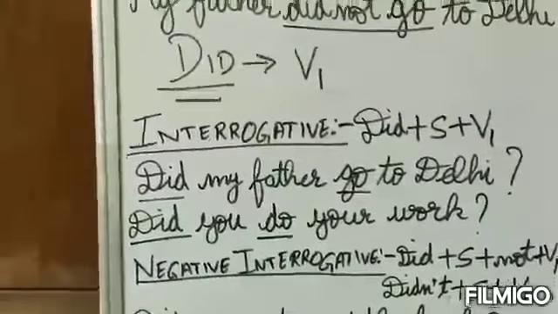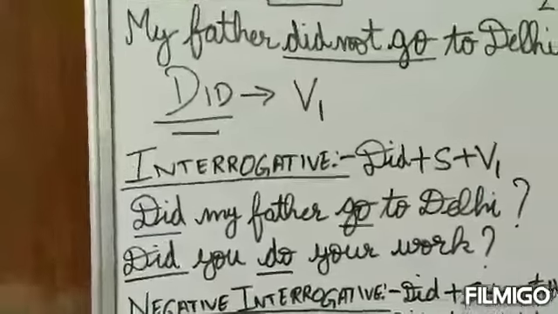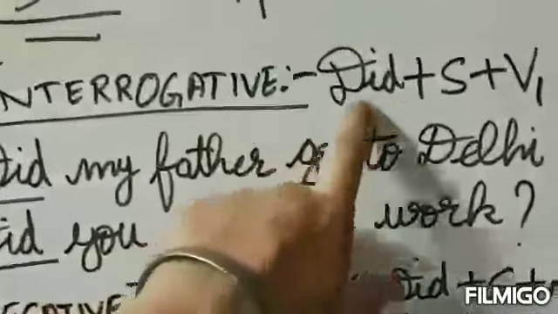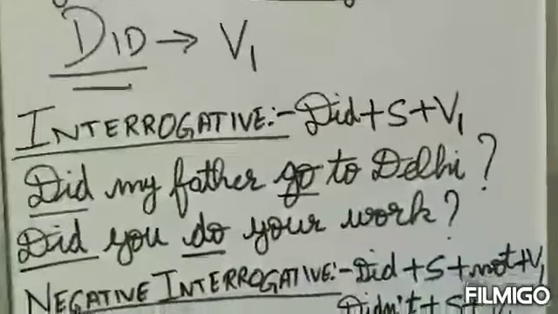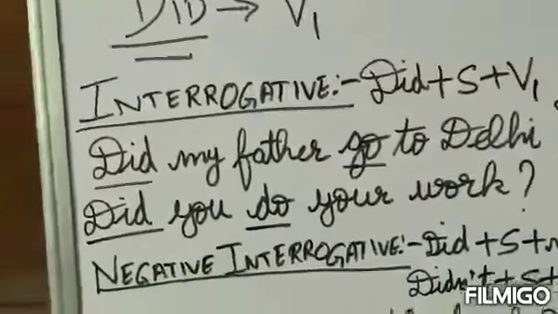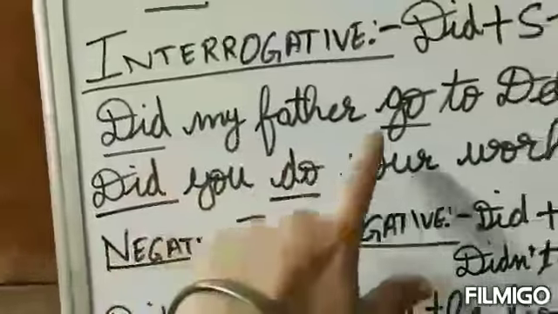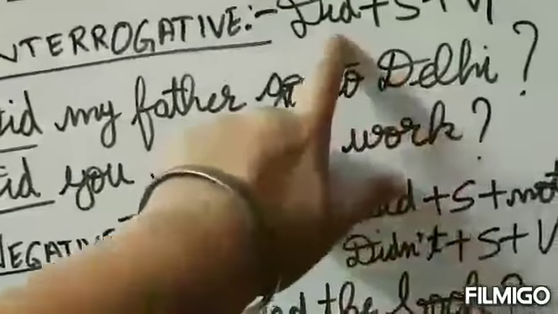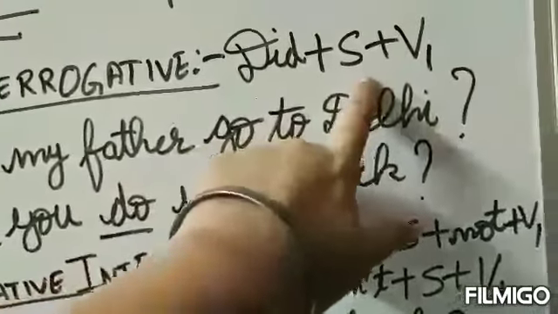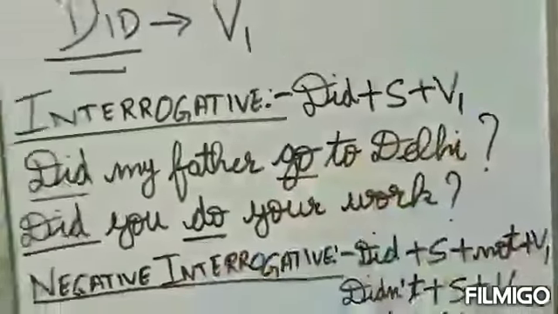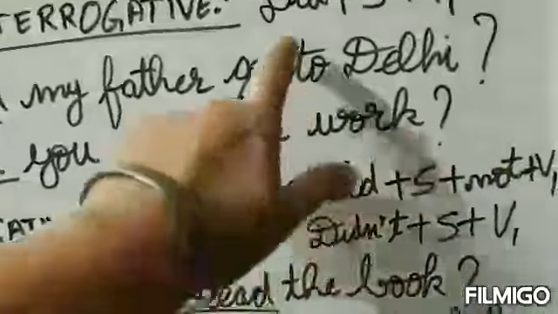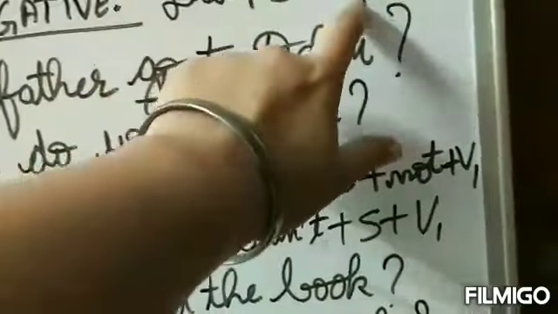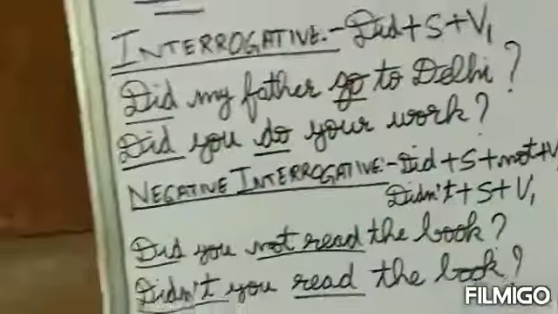Okay, then how to change these sentences into interrogative forms? How to write interrogative sentences in simple past tense? The structure of the sentence would be did plus the subject plus first form of verb and then the rest part of the sentence. Did my father go to Delhi? Did you do your work?